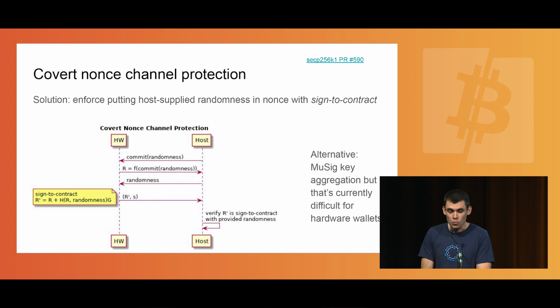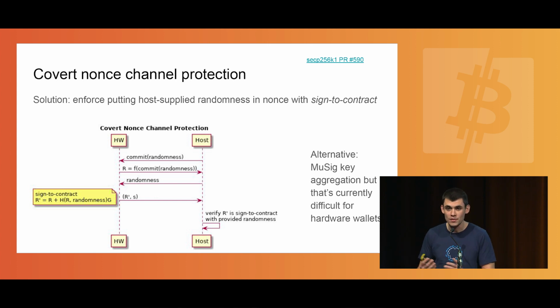So the idea that we're implementing in libsecp is that you use a construction known as sign-to-contract, where you enforce that there is some randomness in the nonce. So the host computer enforces this. The way this works is that the host draws some randomness, sends a commitment of the randomness to the hardware wallet. The hardware wallet derives their nonce with this commitment and secret key and message as usual. The host replies with the randomness, and then the hardware wallet uses the sign-to-contract construction to create a special nonce that includes this randomness, and this totally randomizes this nonce.